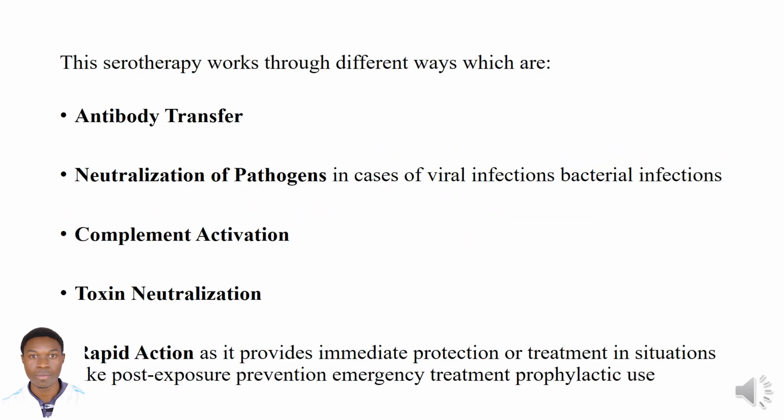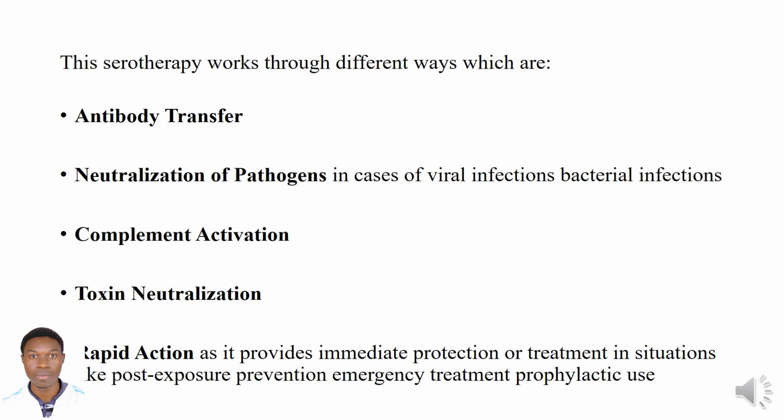And this cell therapy works through different ways, which are at first antibody transfer. This antibody transfer is the primary mechanism of cell therapy, where the antibodies transferred are from a donor, usually an animal like a horse or in some cases humans, to the patient. And these antibodies have been produced in response to exposure to a specific pathogen, such as bacteria, virus, or toxin.